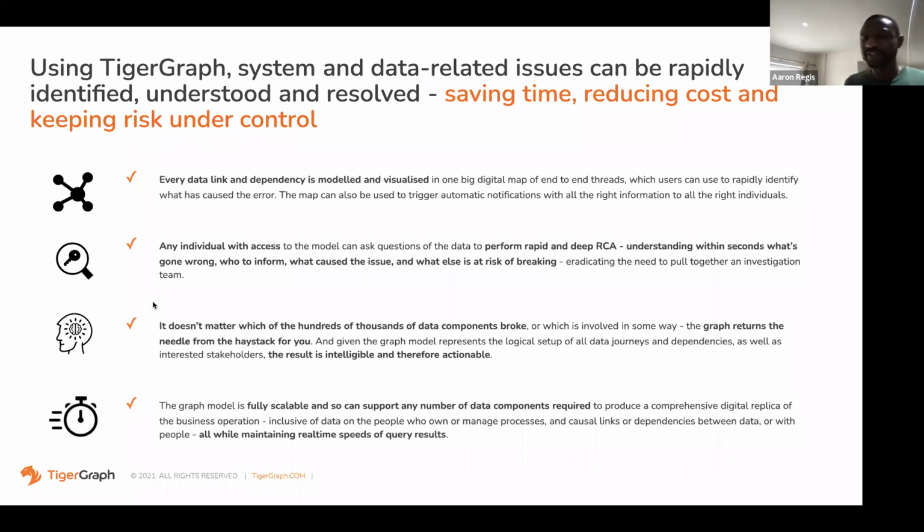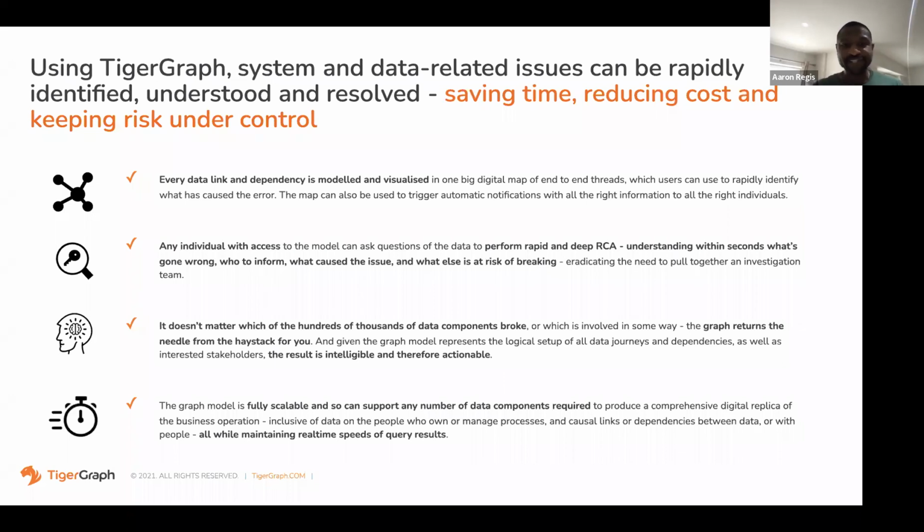So, you've seen you could link, visualize and model all the data and all the dependencies. Users have individual access to the application. Very quickly, they can understand what's gone wrong, who to inform, and what else might be at risk of breaking. Due to the fact that a very scalable, high performance graph technology is underpinning such an application, it means that it could be into the hundreds of thousands of different data components that could be modeled. And effectively, Graph is able to find that needle in the haystack for you.